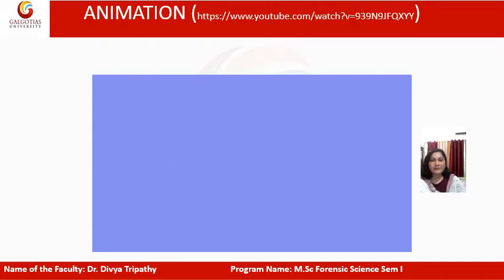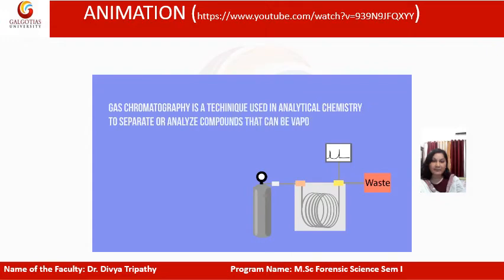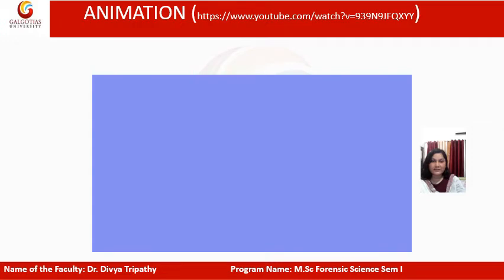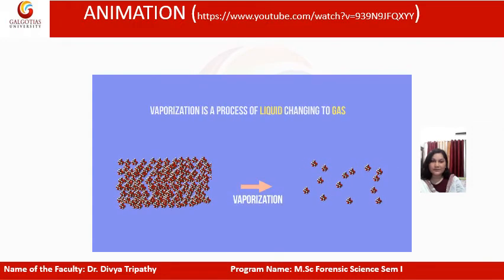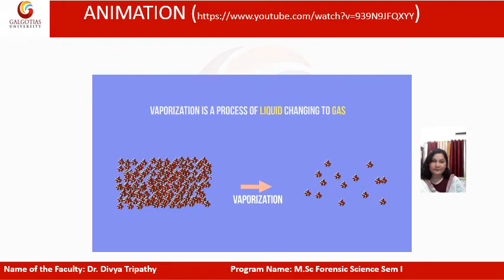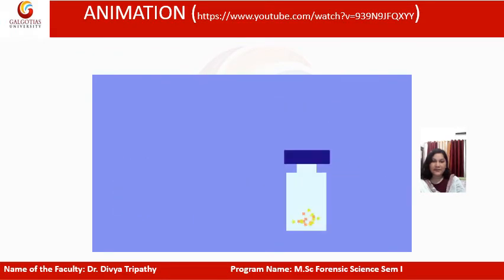It is a technique used in analytical chemistry to separate or analyze compounds that can be vaporized. Vaporization is a process of liquid changing to gas. This is the liquid phase, this is the gaseous phase. Molecules are further apart. The GC sample is a liquid.